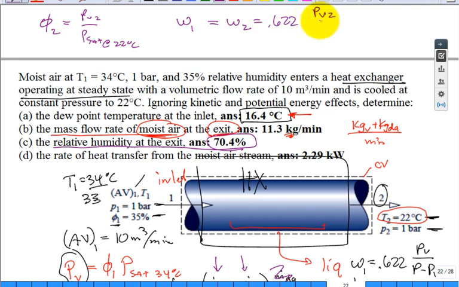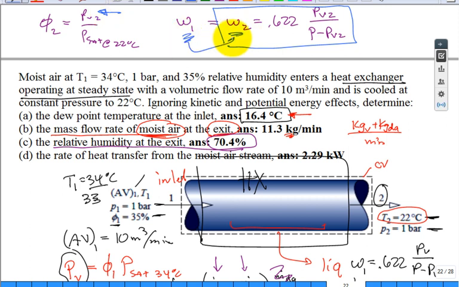The partial pressure of vapor at the exit divided by the total pressure minus the partial pressure of vapor at the exit. All right, this equation right here, could I use it to calculate the partial pressure of vapor at the exit? Yes. I just have to do a little algebra manipulation. It's not that hard, but you calculate omega 1, that's equal to omega 2, 0.622 PV2 divided by P minus PV2. You calculate the partial pressure of the vapor at state 2. Now, since P doesn't change, I calculated omega 1 as 0.622 times the partial pressure of vapor at the inlet divided by the total pressure minus the partial pressure of the vapor at the inlet. And if P didn't change here versus here, then guess what didn't change? PV1 is equal to PV2. So it makes it even easier, right? So there you go.